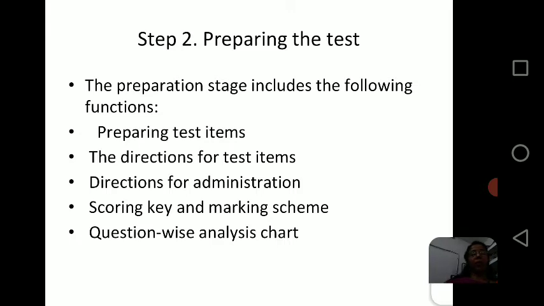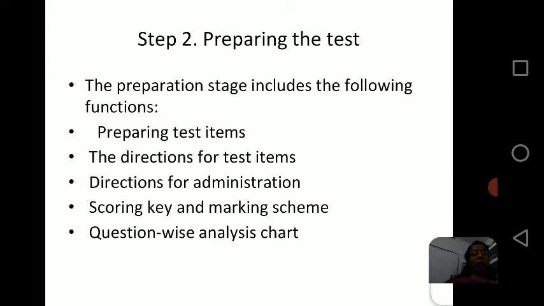In the university question paper, it is well written. Answer all questions. Each question carries this type of marks, like that. Okay, directions for administration also. The timing of the test, and is there any peculiarity in the administration procedures. These things are to be mentioned in the standardized test.